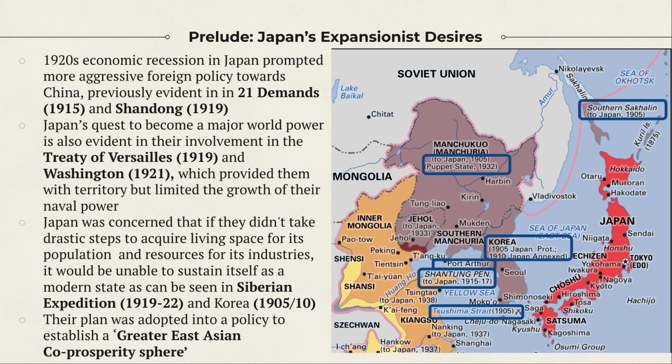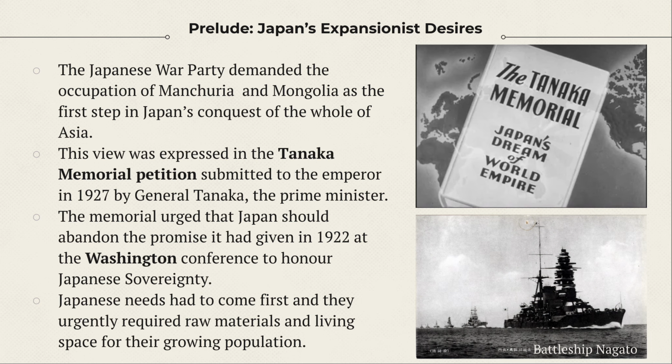Then next, we see the Japanese War Party. This is a group in the government, militarists, who want to push towards war. They demand that the occupation of Manchuria and Mongolia is the first step in Japan's conquest of the whole of Asia. This view is expressed in the Tanaka Memorial, which we're not going to look at because it's not necessarily clear whether this is an accurate historical document. It's believed that it was developed by the Chinese to embarrass the Japanese diplomatically, but it gives a really good representation of Japanese foreign policy in 1927, though it has been disregarded by historians as a fake.